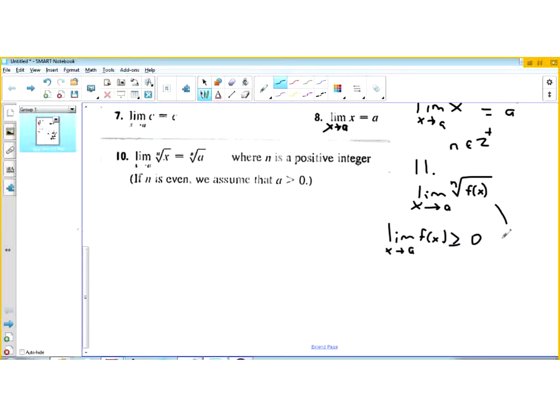And if this is the case, then you can bring the limit operator inside the nth root. So you can just bring it inside. And of course, again, n is presumed to be a positive integer. All right, so those are the limit laws. So let's work some examples.